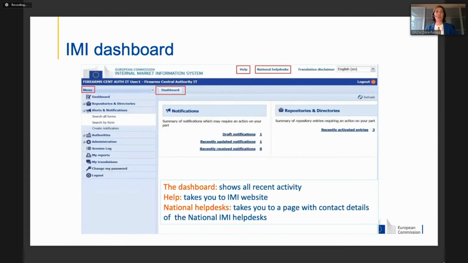this is just to show you how the system looks like when going live. So what do you have after logging in? What do you have in the home screen, so to say?